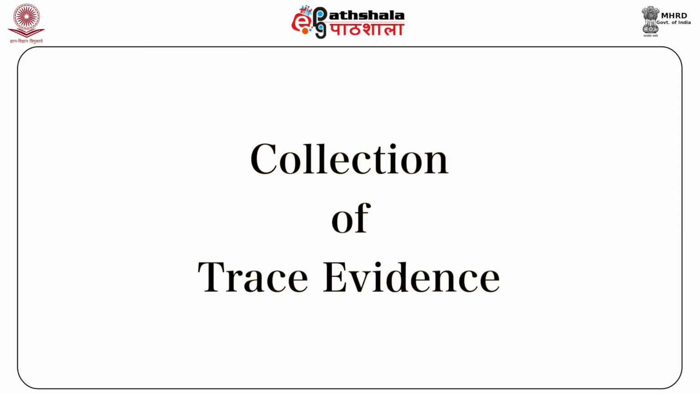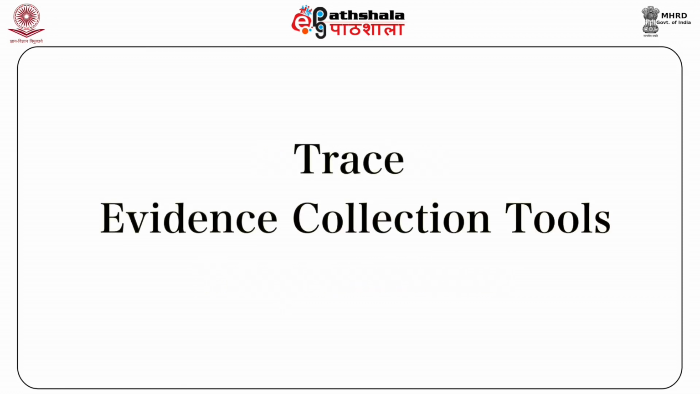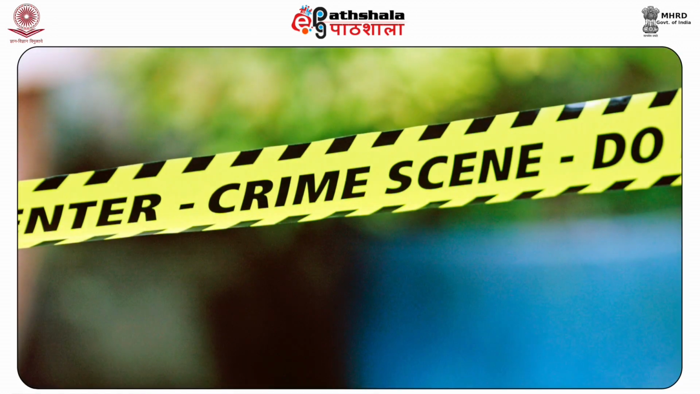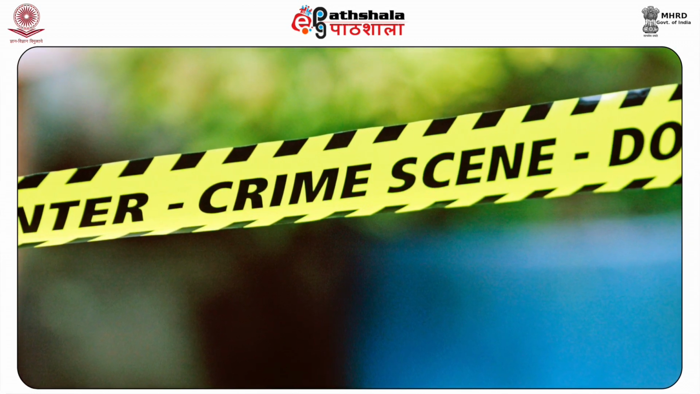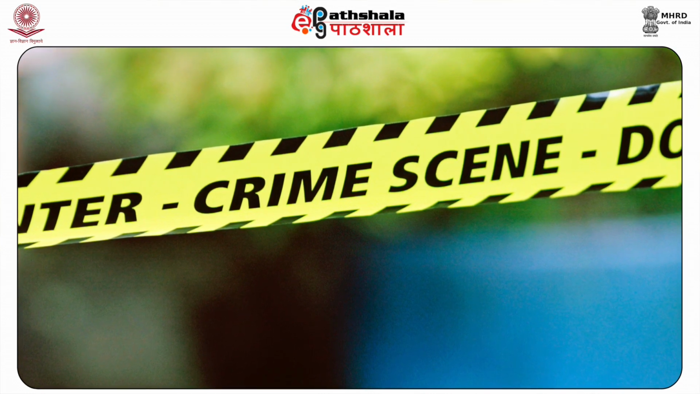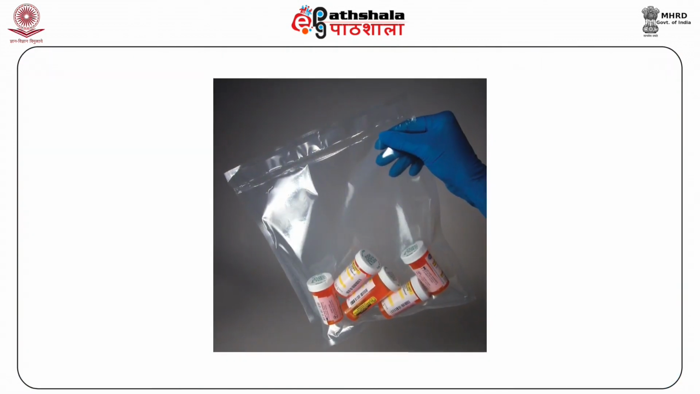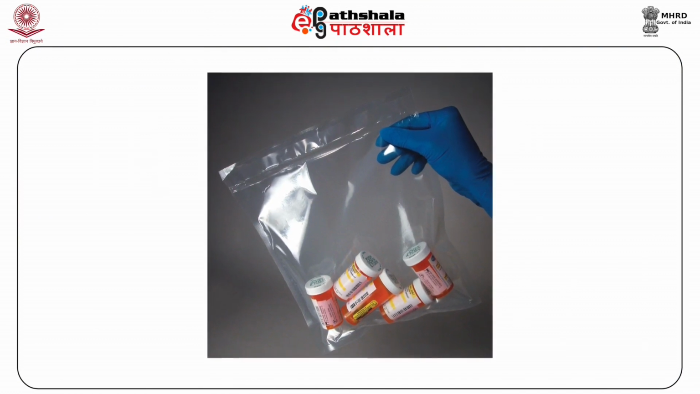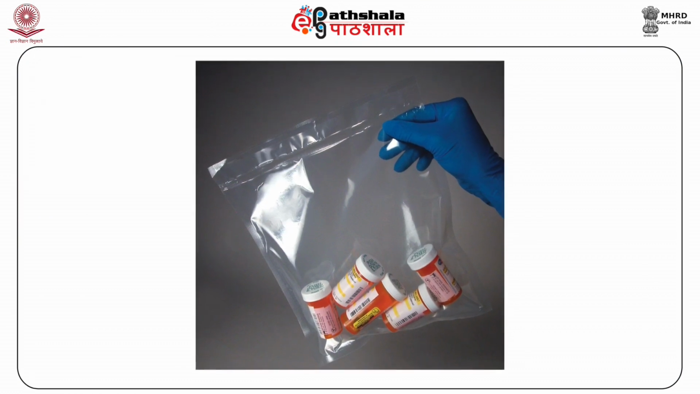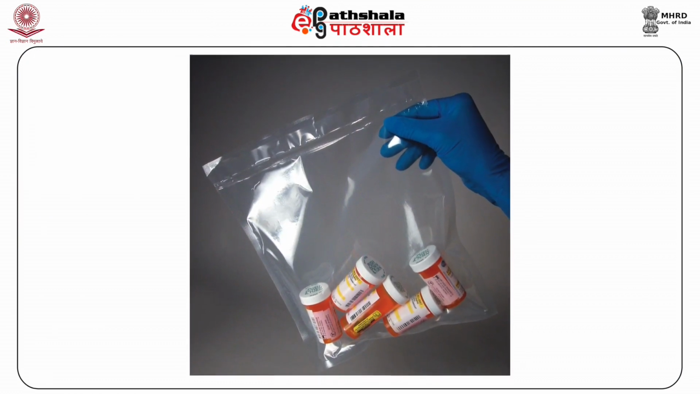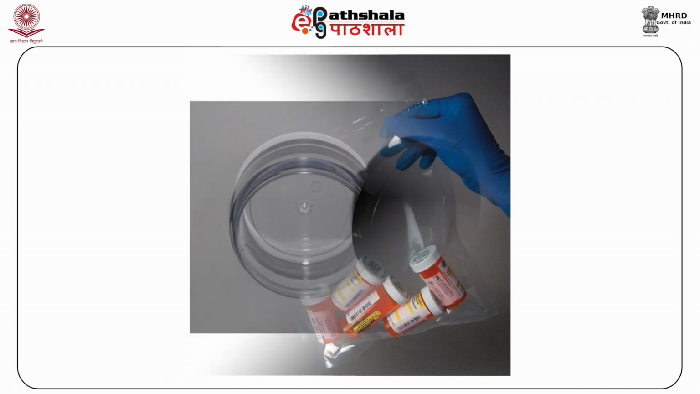Collection of trace evidence. Figure 1. Trace evidence collection tool. The collection process begins with documentation of the crime scene and analysis of evidence location. Several materials are used for collecting evidence items. These materials include containers made of paper, wood, and glass, bags, and envelopes.